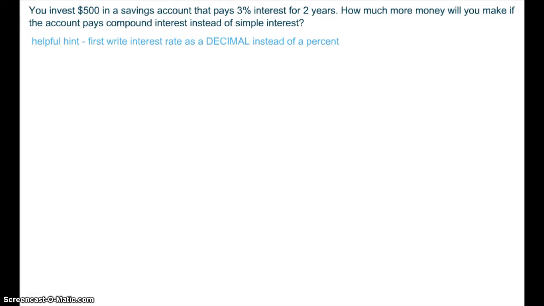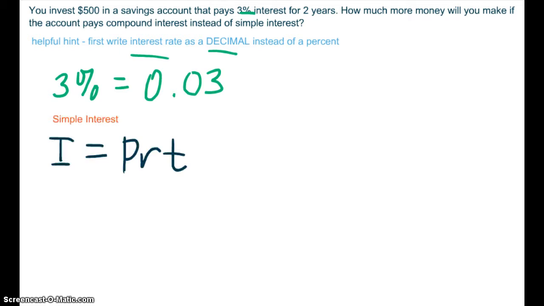Alright, now here's a little helpful hint. I always suggest that you write out the interest rate as a decimal instead of a percent first. So we're going to go ahead and write out our interest rate of 3% is 0.03 first. Not 0.3, that's 3/10. 0.03 is 3/100, and you know that a percent is out of 100. So 3% is 3/100.